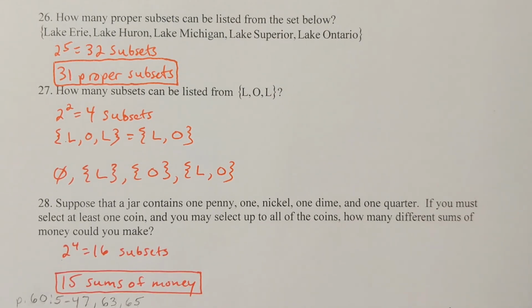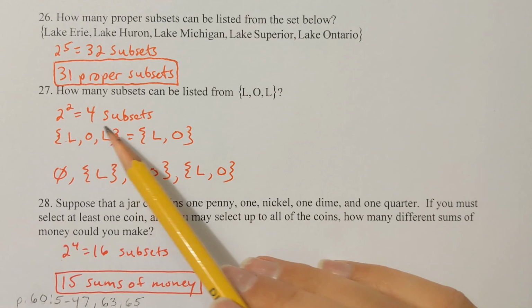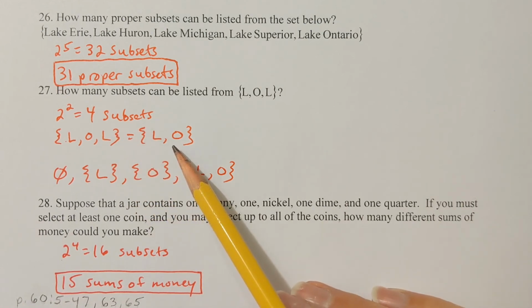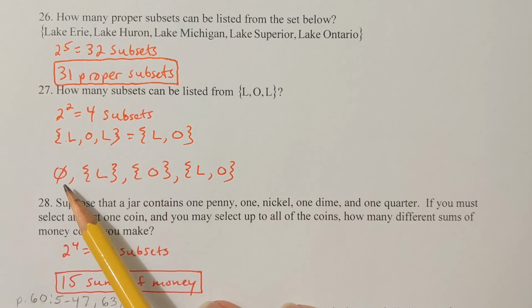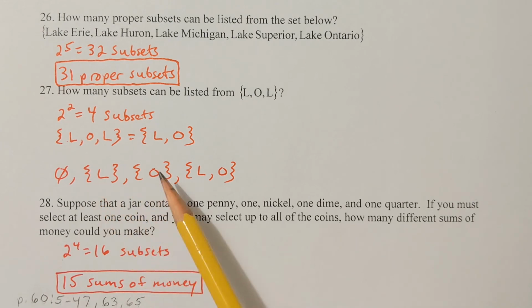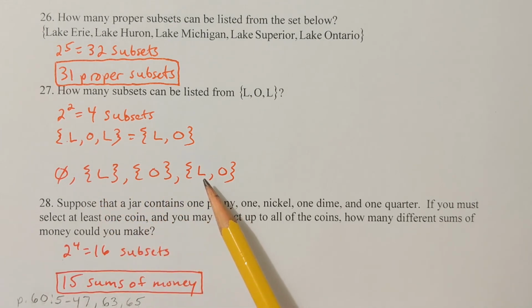Problem 27, how many subsets can be listed from the set containing LOL? Okay, so I guess the first question is how many elements are in this set? There'd be 2, not 3. Okay, so again, you can repeat an element as many times as you want. You're only going to count that as one that is different from the others, though. So this is a set with 2 elements in it. 2 squared, there'd be 4 subsets that can be listed. Okay, and 4 is not too many, so I went ahead and listed them. The empty set is a subset of any set, the set containing capital L, the set containing capital O, and the set containing capital L and capital O.